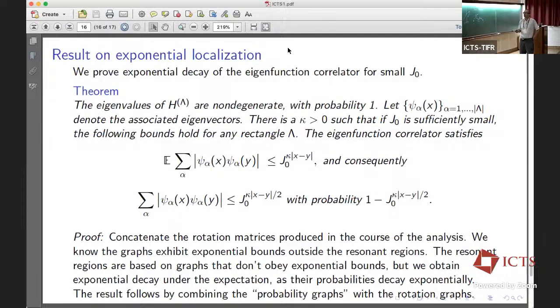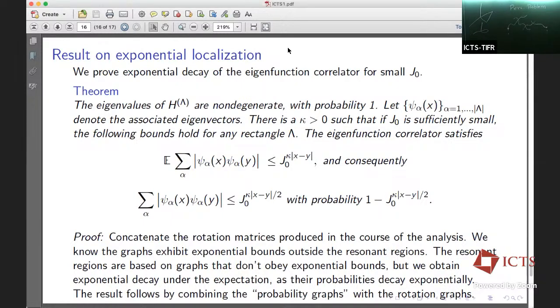In terms of how we actually get this, in the course of the proof, this is a multi-scale process, but at every step we generate these rotation matrices. So the actual eigenfunctions are simply a concatenation of all those rotation matrices. And once again, when you multiply matrices, each term in the matrix is a graph. You multiply them, the graphs concatenate. So when we do this, we essentially produce a graph going from x to y. These graphs exhibit exponential bounds in the number of steps, but of course then there are these regions here where you don't get exponential decay, right?